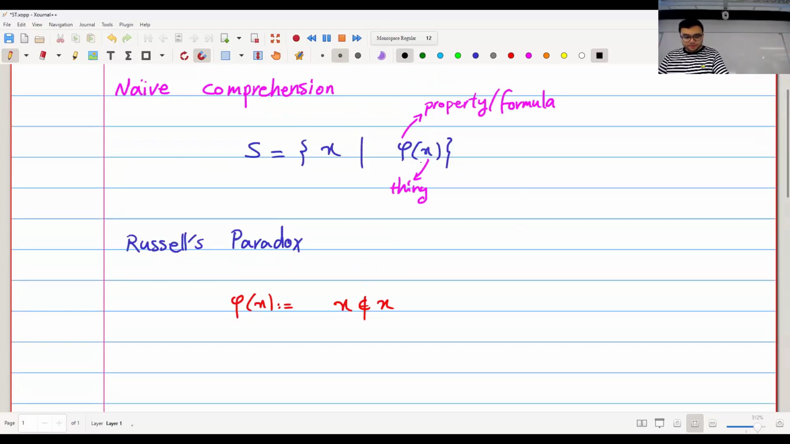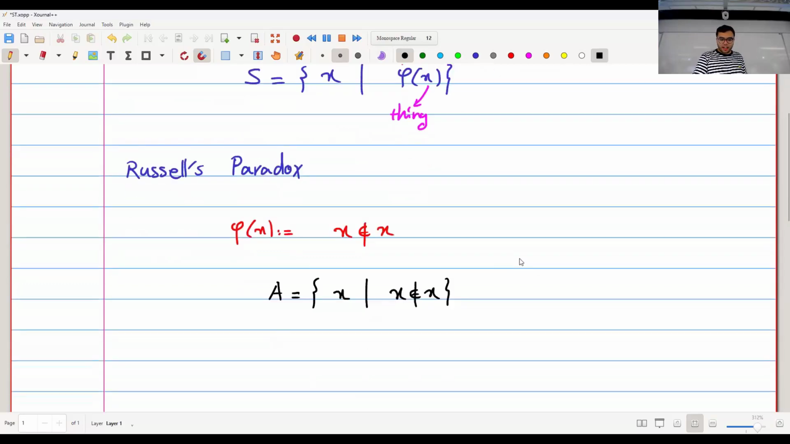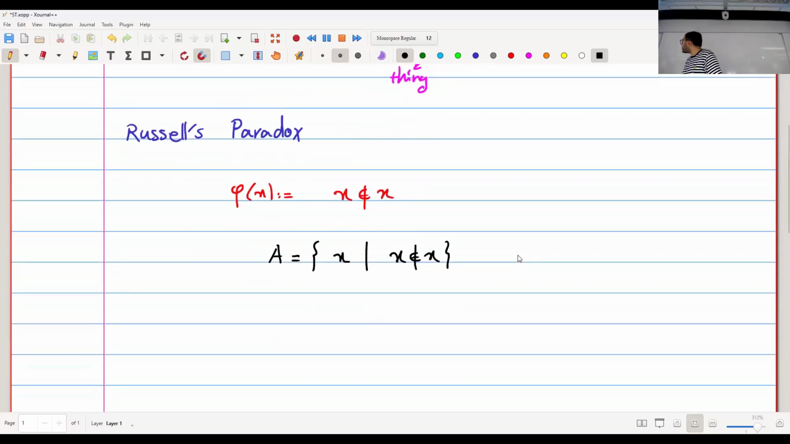The paradox is this. I can define a set A containing all elements X that are not members of themselves. If I have comprehension, this is a formula. I'm just saying take all the things that satisfy this formula, and that should give me a set. So I have a set A, which is the set of all X such that X is not in X. But now here's the paradox.